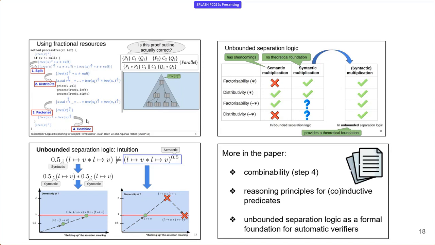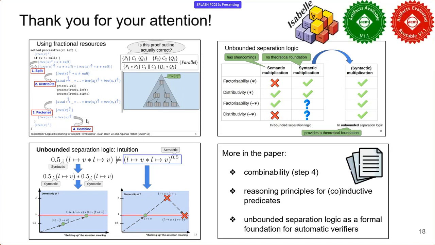And we also give reasoning principles to prove that an assertion can be combined. So, for example, that 2 halves of a tree can be recombined into a tree. We prove reasoning principles for inductive and co-inductive predicates, because until here in the story, I used this inductively defined predicate tree of X, but I didn't talk about inductive predicates so far, so we also have that. And we show how to use unbounded separation logic as a formal foundation for automatic verifiers. So all of the technical results have been proven in Isabelle and are available. So thank you for your attention.